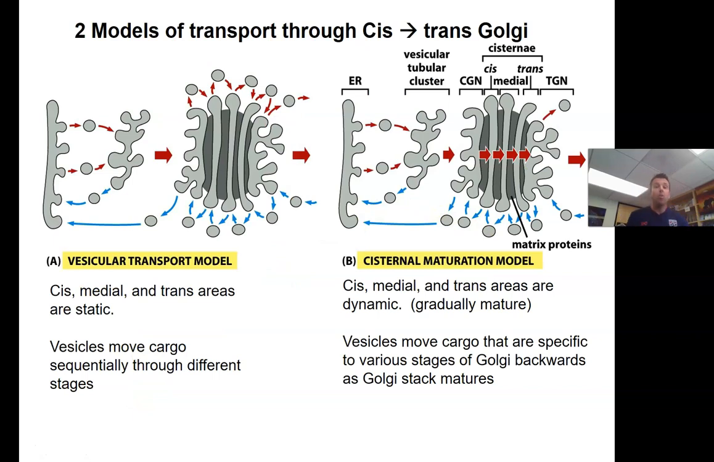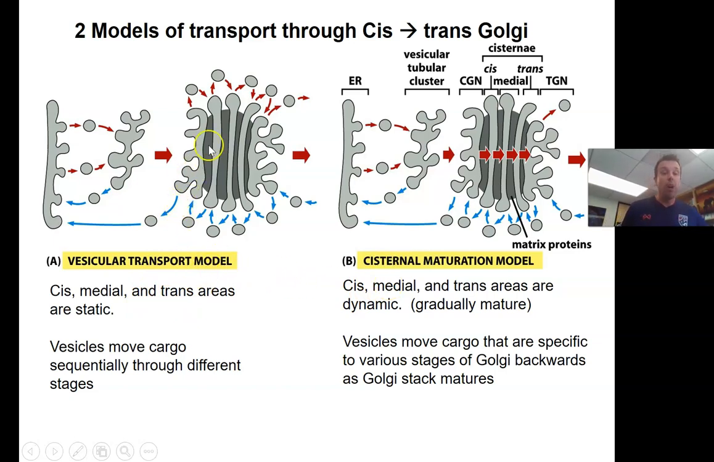All right, the last thing I want to talk about with the Golgi is two models of transport. So this is one of those things where there's still a little bit of a controversy, and there's actually some evidence for both of these as to how this occurs. So the vesicular transport model, this is actually something you do need to know. It will be on the exam for sure. So will a lot of the other things, but I'm just giving you a heads up on this one.